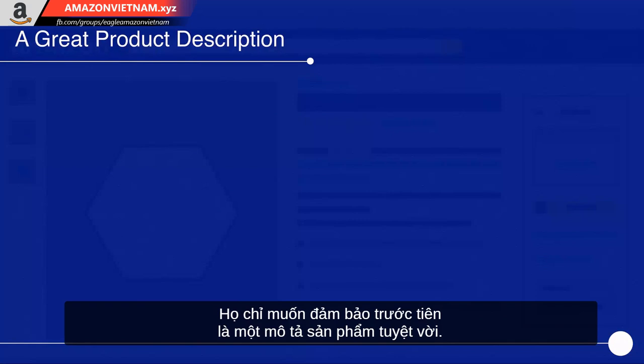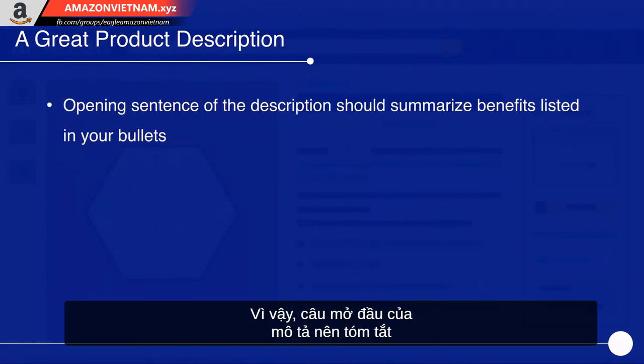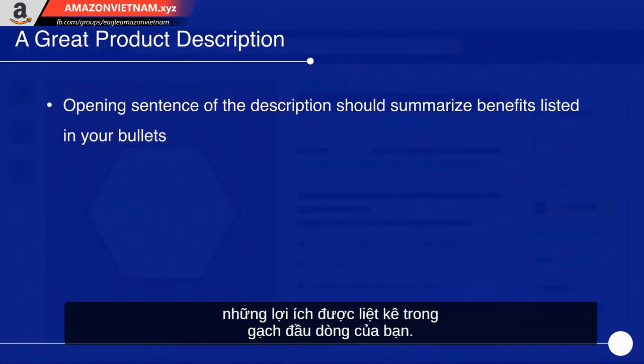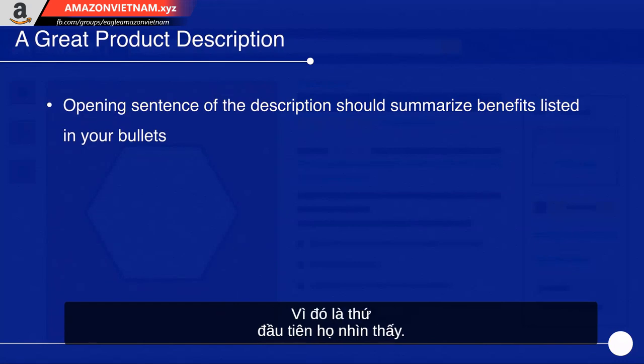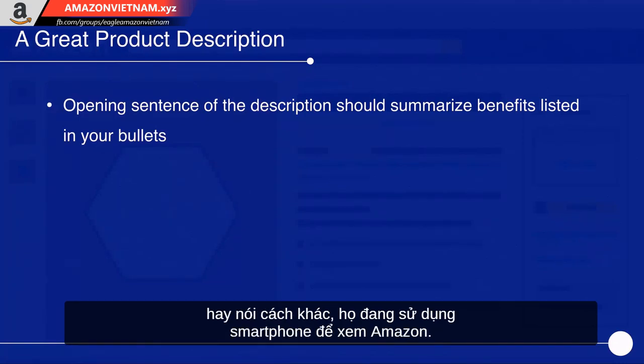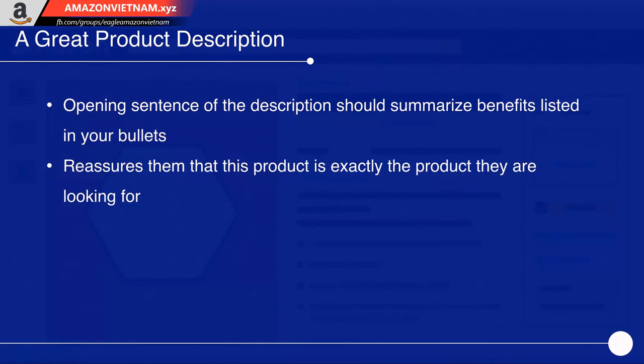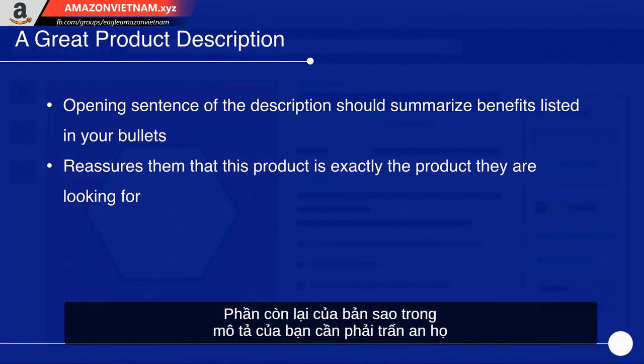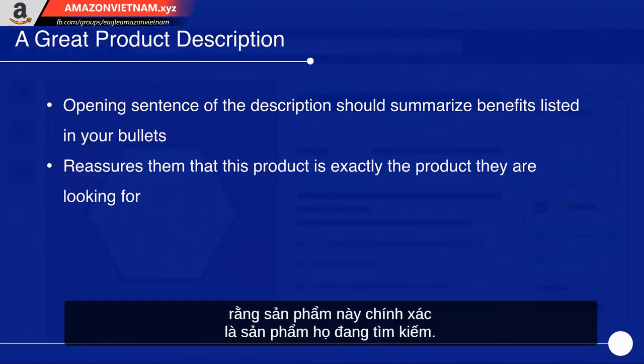A great product description. So the opening sentence of the description should summarize benefits listed in your bullets. And this is because it's the first thing they see, especially if they're looking at your listing on mobile. In other words, they're using a smartphone to look at Amazon. Now moving on, the rest of the copy in your description needs to reassure them that this product is exactly the product they are looking for.